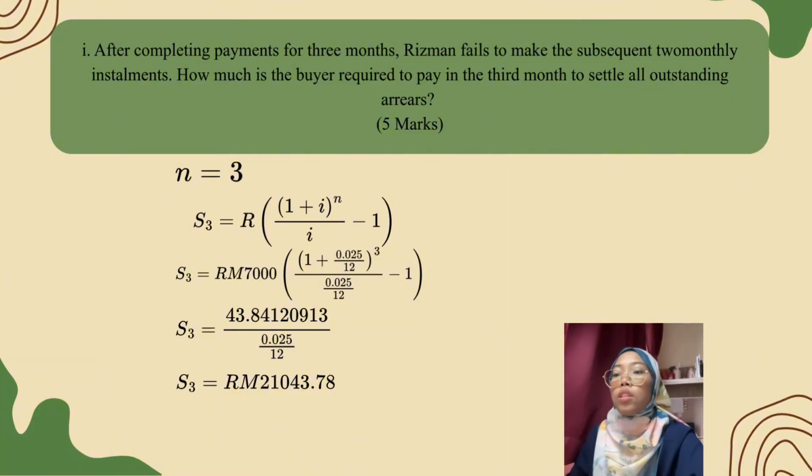So S equals 7,000 bracket 1 plus 0.025 divided by 12 to the power of 3 divided by 0.025 over 12 minus 1 bracket. So S equals 43.84120913 divided by 0.025 over 12. So the answer is S equals 21,043 ringgit 78 cents.